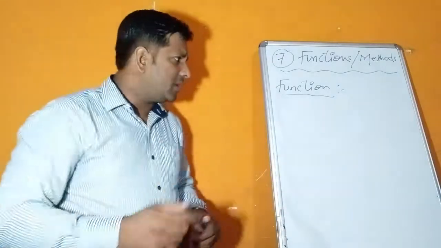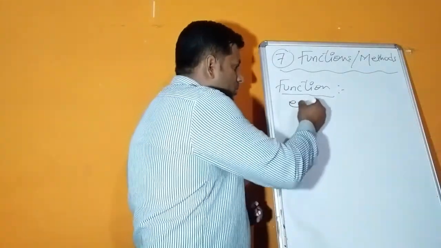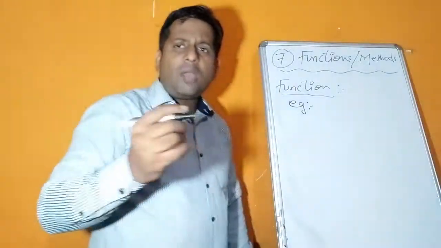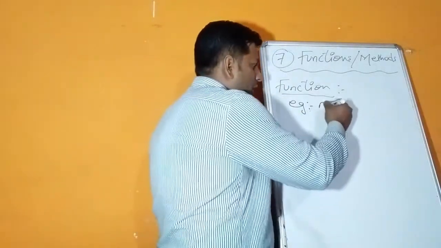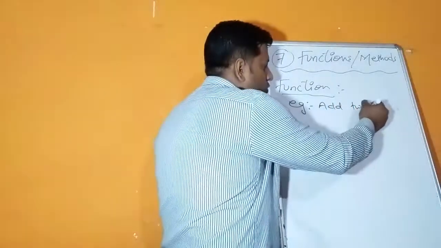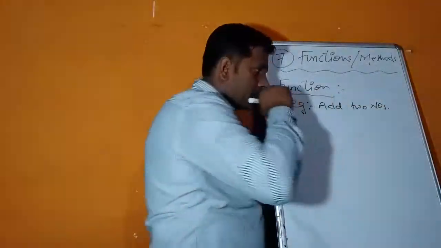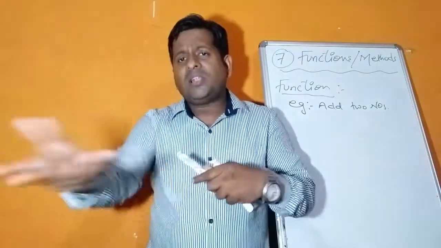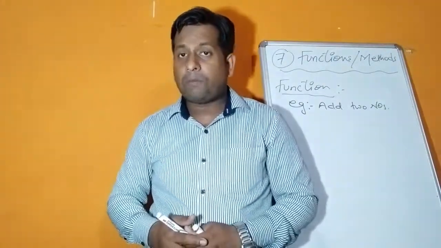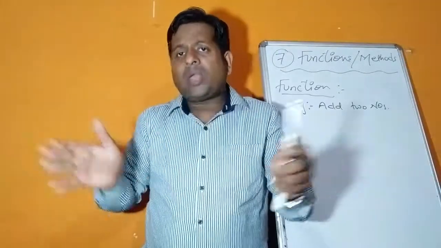Let me give you one example. Say you have been given one task to add 2 numbers. Very simple question. You can do it directly. Simply you ask for the numbers, process them, meaning add them, and display the result, finish. But this work we can also divide.